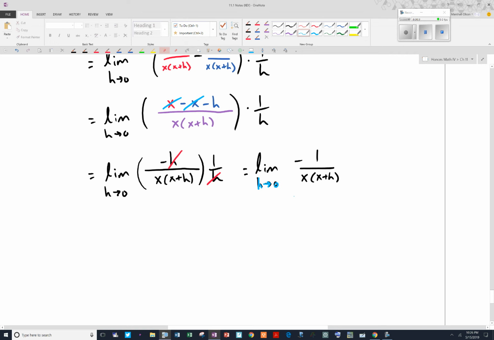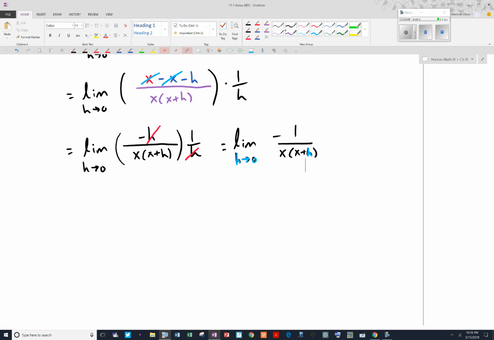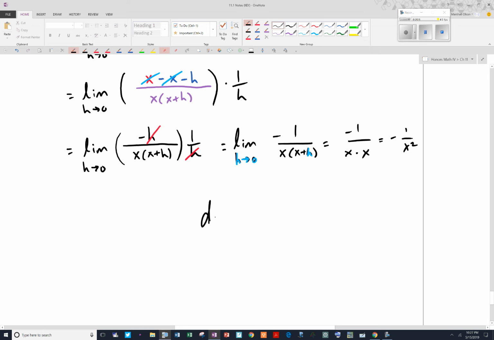If you put in 0 for h, it doesn't make your denominator 0. Our denominator is going to become x times x. So our new function, our derivative function, is negative 1 over x squared. The derivative of y with respect to x is negative 1 over x squared. There's our derivative function.